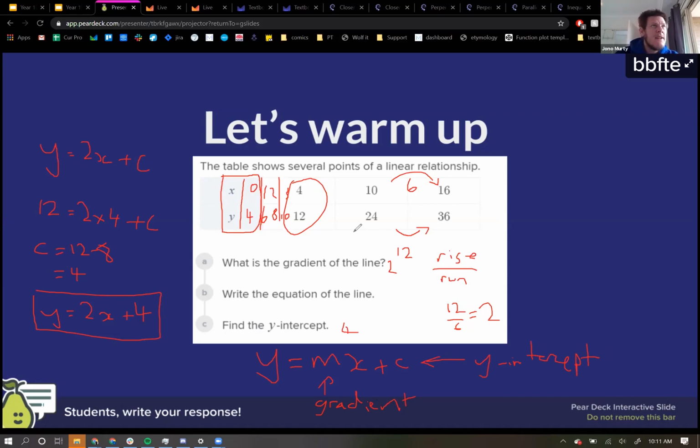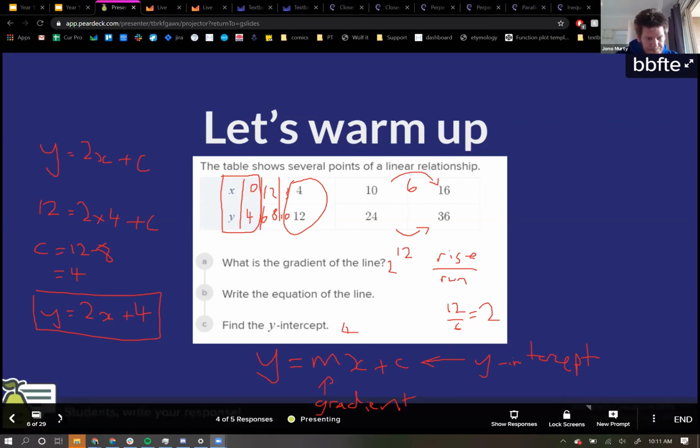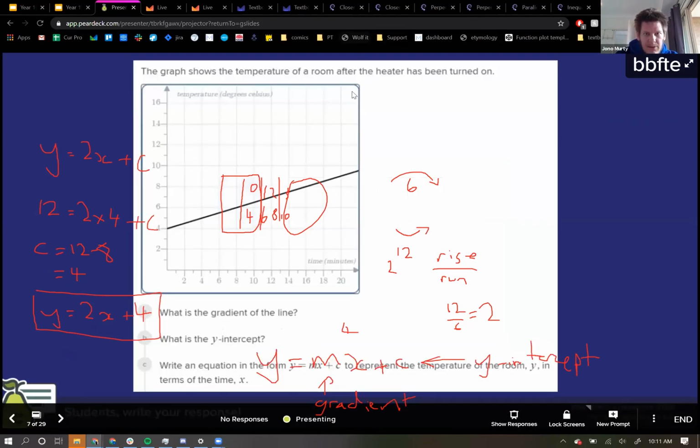Excuse my handwriting. Yeah. All right, let's move to the next one. Turn off annotations. Oh, clear.